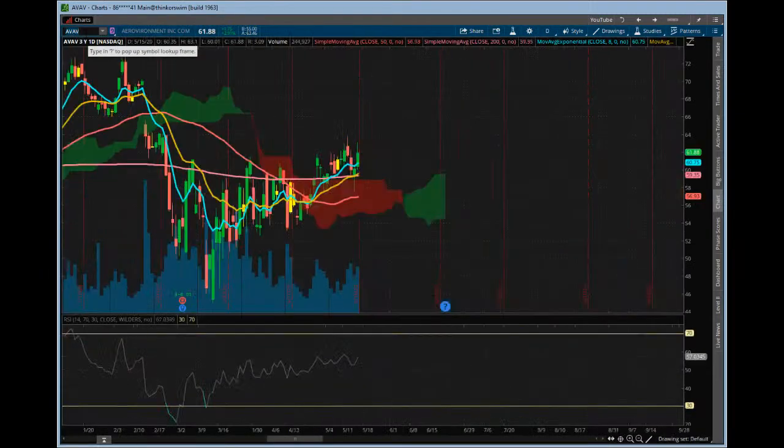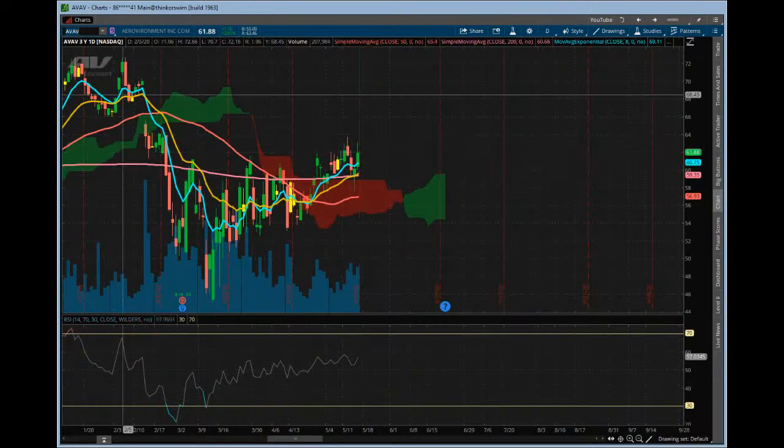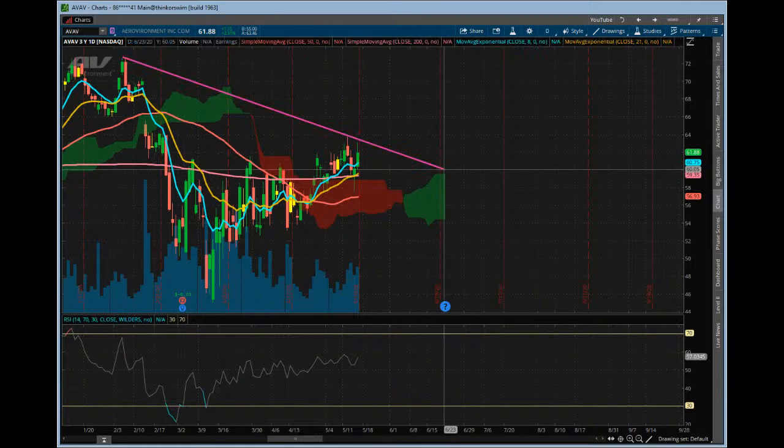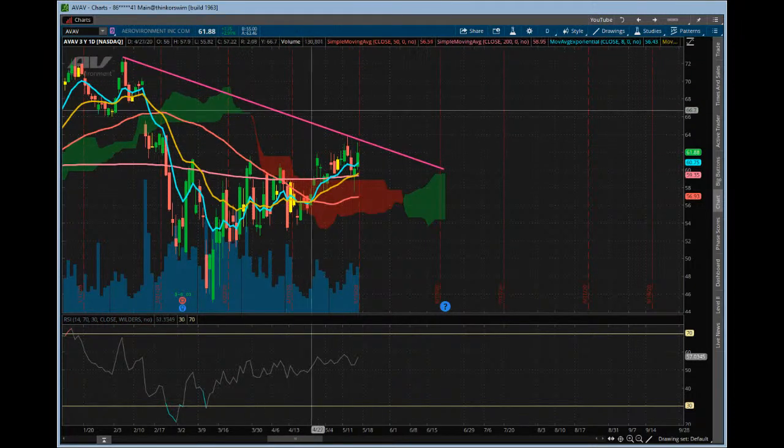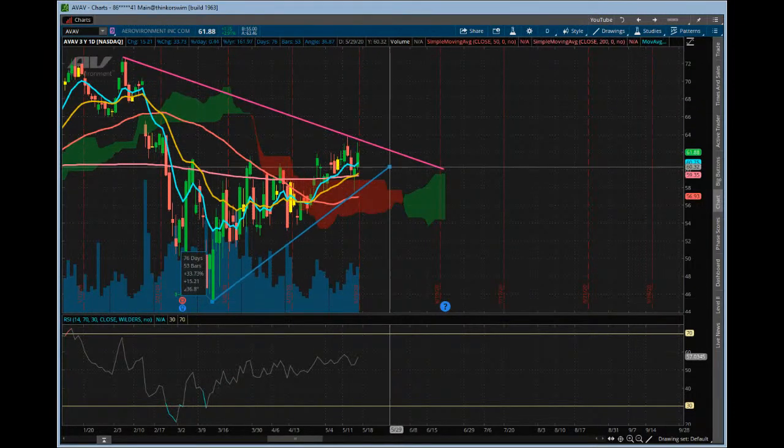AVAV. Yeah, careful with this one right here. I don't know if it's had any crazy action after hours, but it's holding these levels right here, big triangle move. I like how you're focusing on these stocks that consolidate, because that compression does eventually lead to expansion.